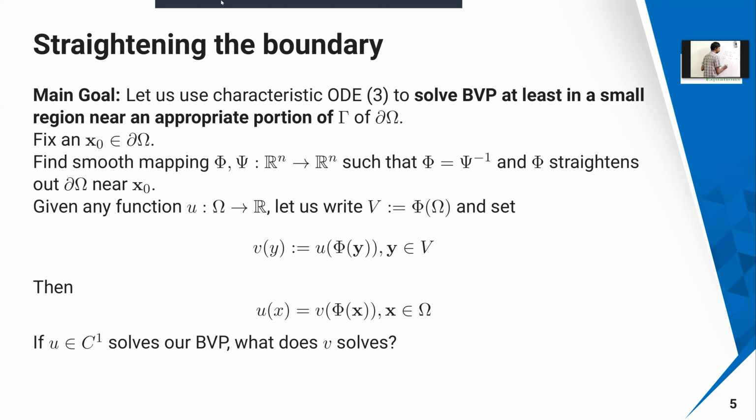For example, I have a domain omega here, and this is its boundary, dou omega. Gamma is the boundary of this problem. In that, I'm going to solve the boundary value problem in a small region. Suppose I take a point x naught here. So in this small region, what is the answer going to be? That's what I'm going to solve by straightening the boundary.